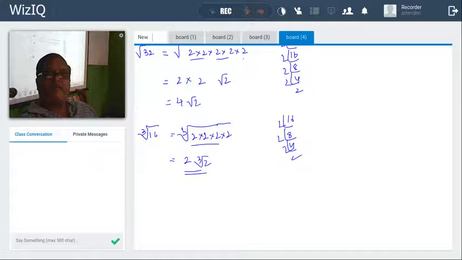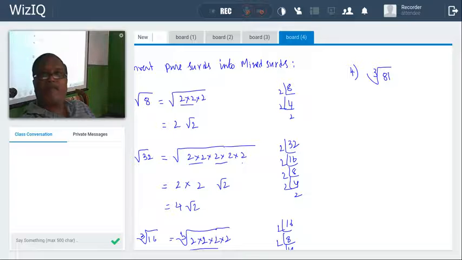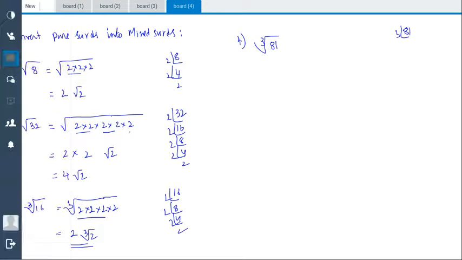Okay? Copy this question. Product of prime factors. So how are you going to write here? 27. 3 again. How many times? 9, 3, 3. So cube root of 3 into 3 into 3 into 3. So it is cube root now. For every three numbers, one number will come out of the group.